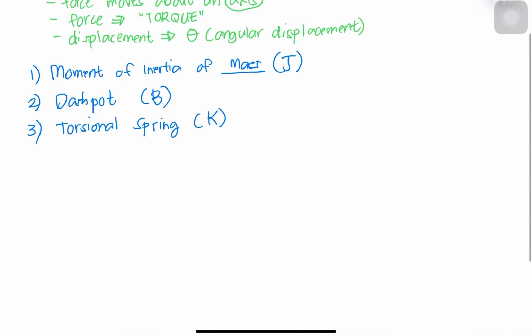Okay. So what are the differences? For moment of inertia of mass J, it is a function again of acceleration. For dashpot, it is a function of velocity. For torsional spring, it's a function of angular displacement.